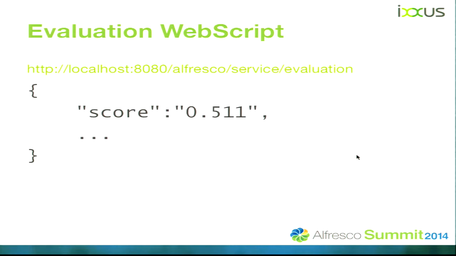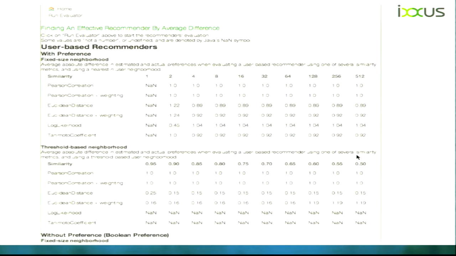So we've got an evaluation WebScript, and in this case we've got a score of 0.511. The lower the distance away from your actual score you give something is better. This is from the Grails Mahout plugin, and they've actually built in something that takes all the different permutations. So that's not going to be very legible at the back. But in essence, you can try lots of different permutations of how similar they are on a fixed size neighbourhood. So that's where you've got the nearest n, or on a threshold-based neighbourhood, and then try all the different combinations of weighted and unweighted similarity algorithms.